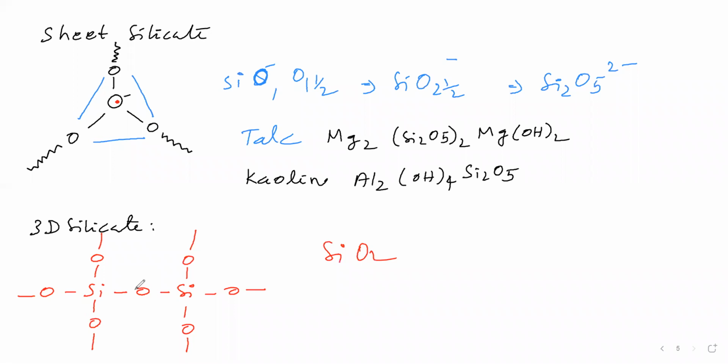Is it present in any other cases like this? One example is sand. So this 3-dimensional silicate SiO2 is nothing but sand, we can say. What are the uses of this silica in SiO2? This is SiO2, this is called silica. Is there any use for this silica?